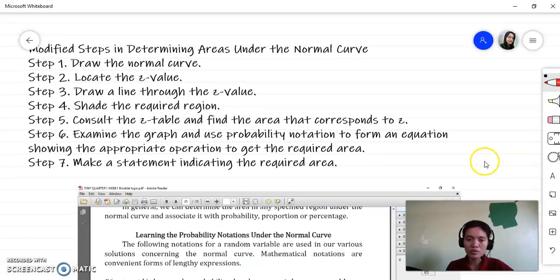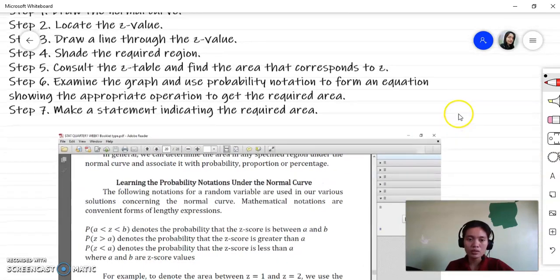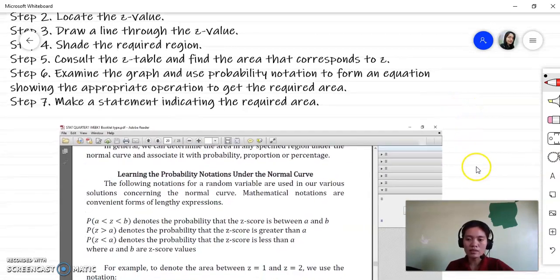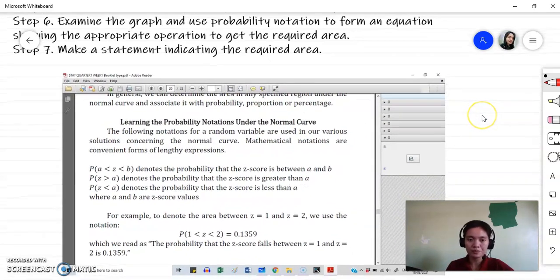Then you use your z table to find the area that corresponds to z. Then you examine the graph, and the last step is to make a statement indicating the required area.